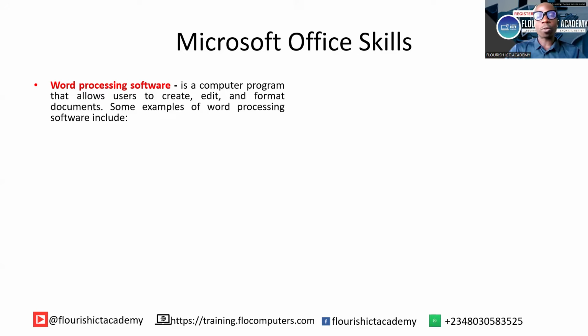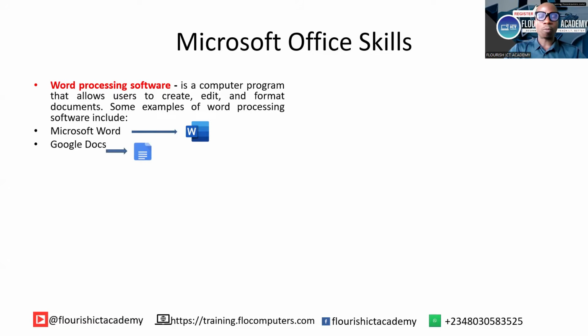Some examples of word processing software, there are so many of them, but I'm going to focus on just the major two that we have today. The first is Microsoft Word, and this is the icon. This is from the Microsoft company. It is Microsoft that developed this program called Microsoft Word. It's a word processing program that allows users like you to be able to create, edit, and format documents. And then the second one is Google Docs.